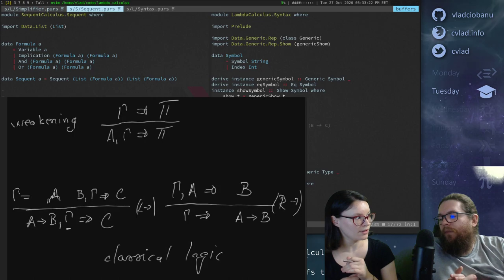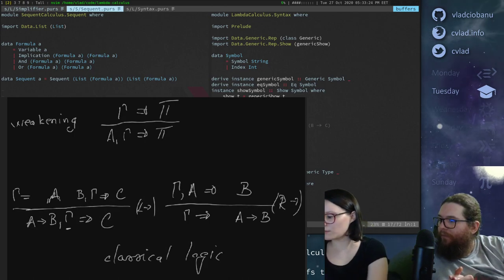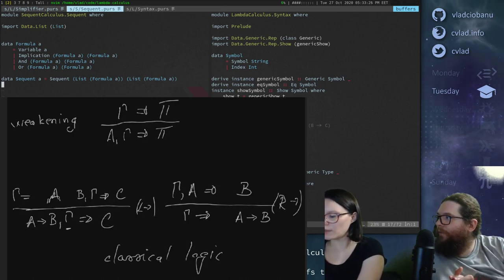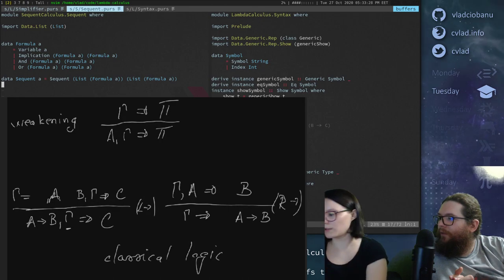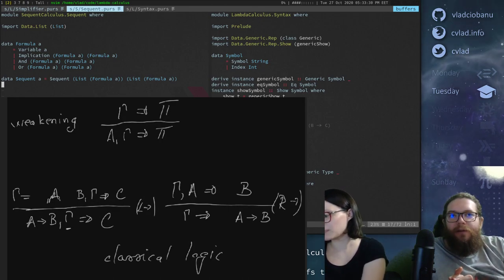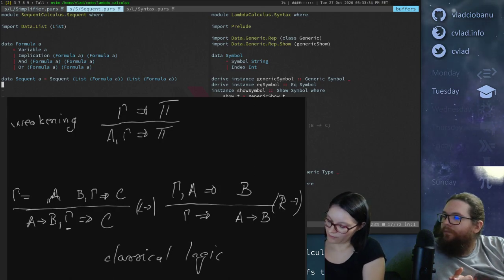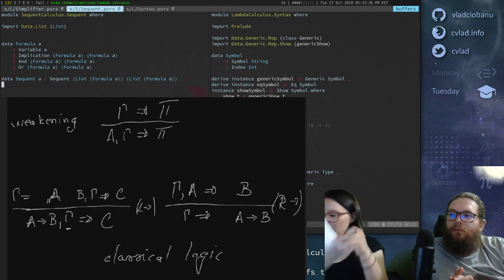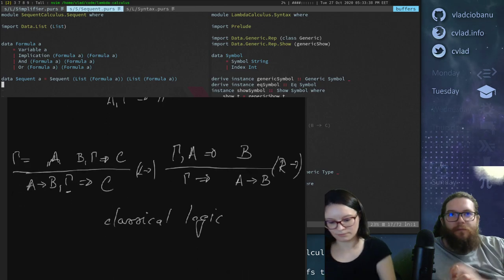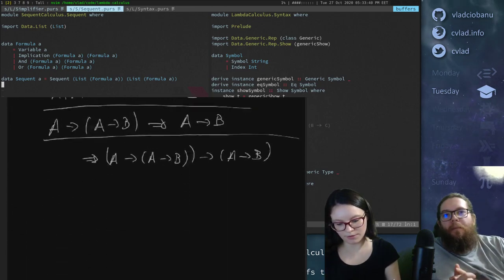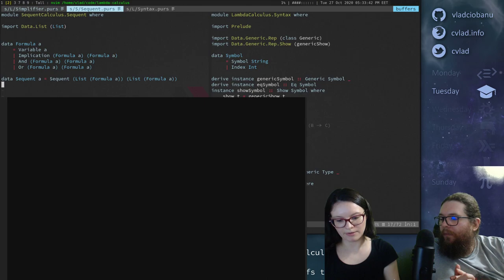Fair enough. So, shall we go into the actual rules we have? The system we will use and we will implement. Okay, sure. Let me search. Here it is. Okay, so this is the sequent calculus we are going to implement.